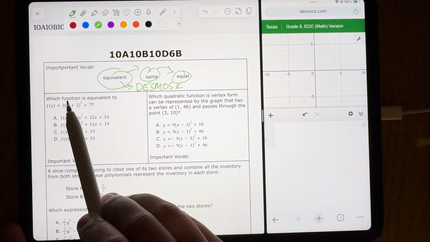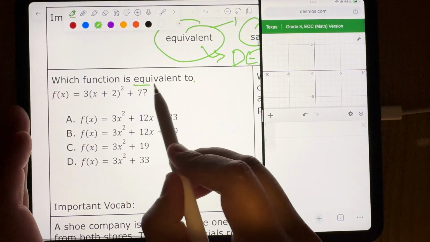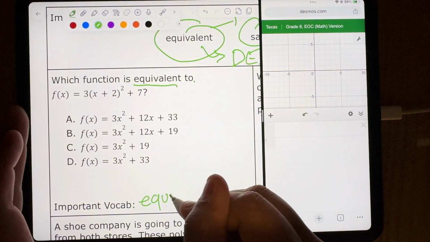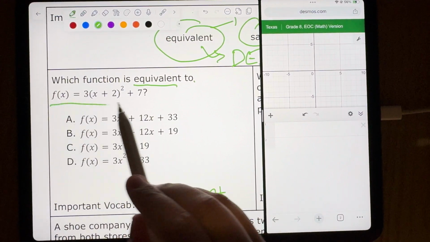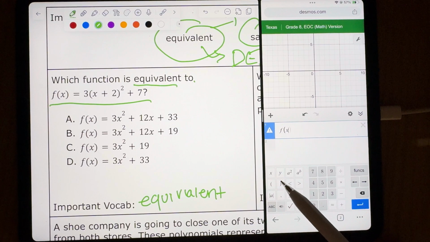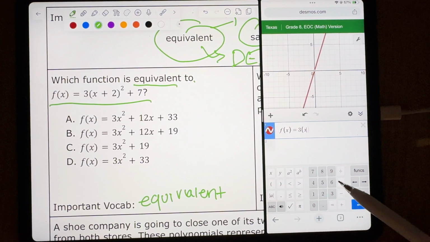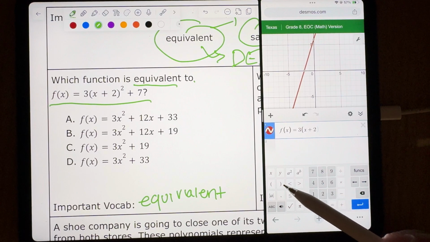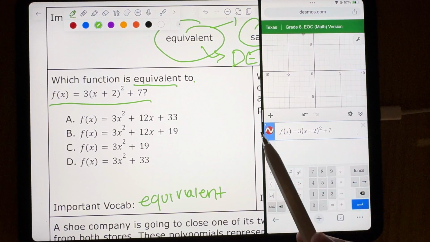So the first one says, which function is equivalent to? Remember, my important word is going to be equivalent. That means go to Desmos. So I'm going to graph this into Desmos. So right here, I have f of x equals 3(x + 2)^2 + 7.